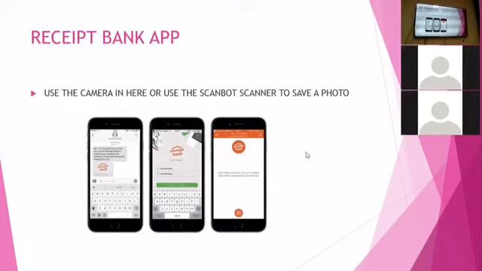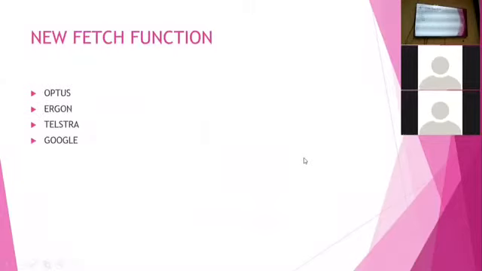Another function that they have is a fetch function. Does anyone use HubDoc? You guys use HubDoc? No? Okay. So the fetch function is you can go into Receipt Bank and link your Receipt Bank account to your suppliers. So like Optus. You put in your Optus username and password just the once, and you can go and get your phone bills.